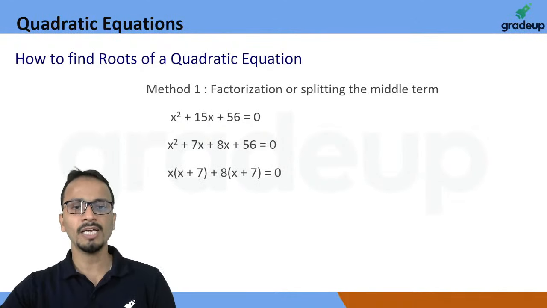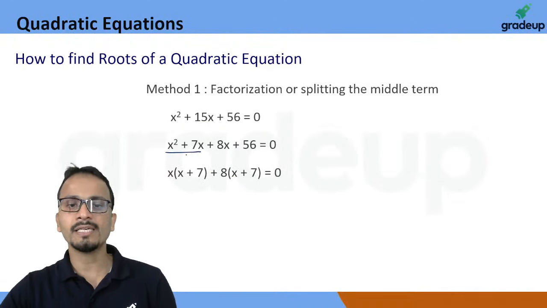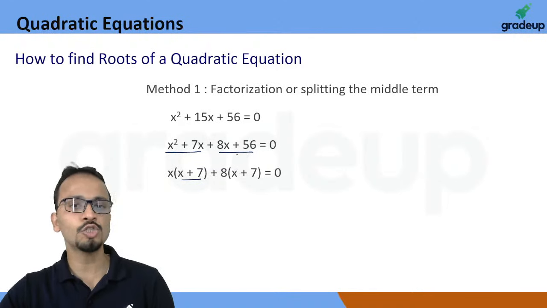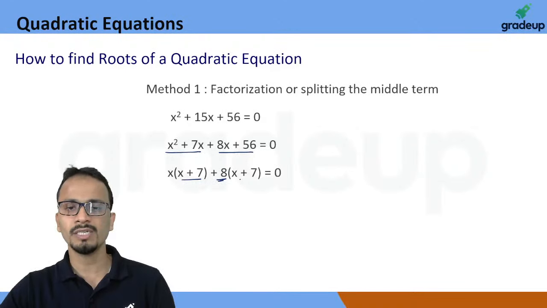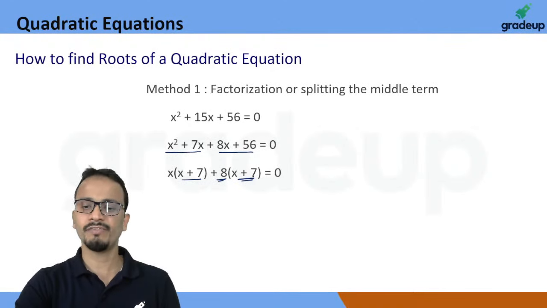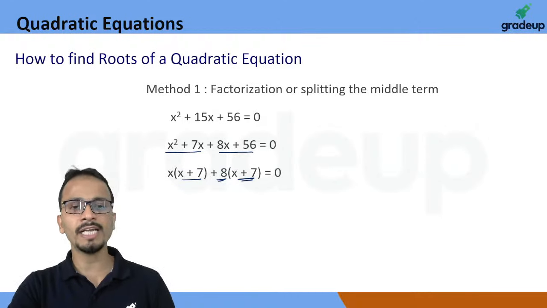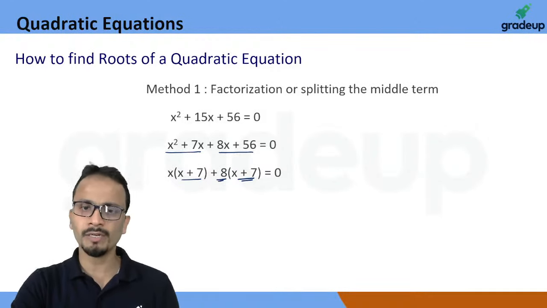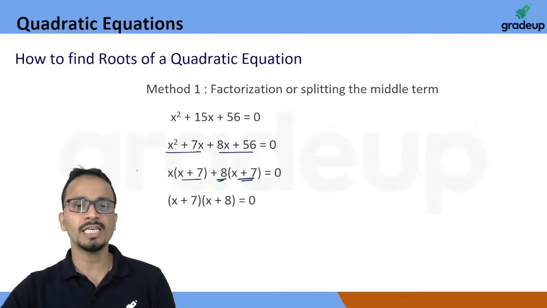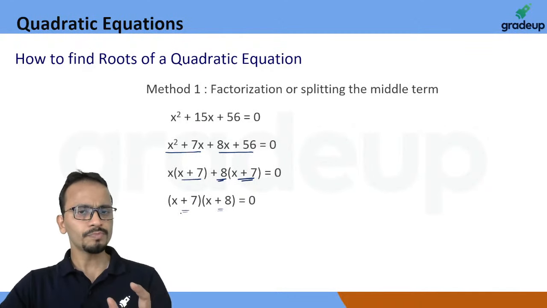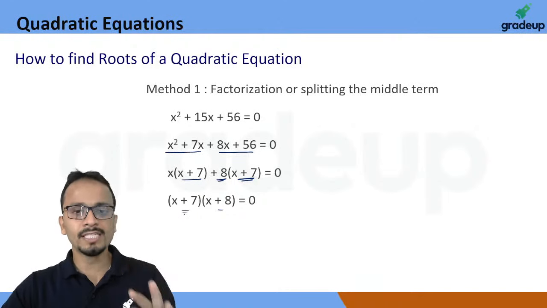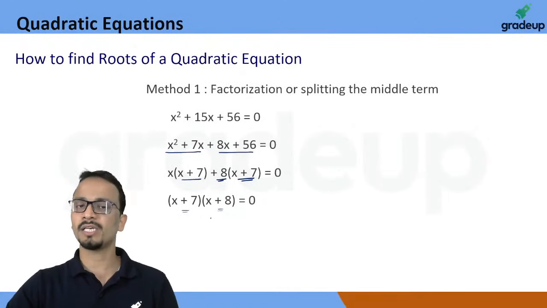The next step is, from the first two terms, I'll take x common. I'll be left with x plus 7, and then from the last two terms, I'll take plus 8 common, and again I'll be left with x plus 7 in the brackets. From this entire expression on the left hand side, now you can take x plus 7 common and you'll be left with x plus 8. Now I have done the factorization of this quadratic expression. So now on the left hand side, I have x plus 7 multiplied by x plus 8.